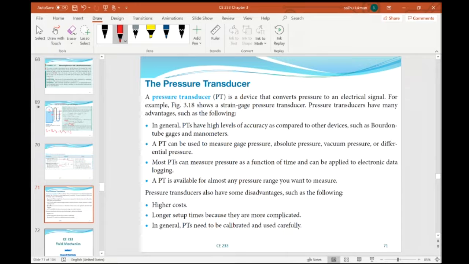And pressure transducers also have some disadvantages. Because it takes care of all the disadvantages of most of the pressure measuring devices we mentioned before, definitely it will be costlier, meaning it is more expensive, higher cost. And it has longer setup times because they are more complicated. And in general, pressure transducers need to be calibrated and used carefully. Okay.